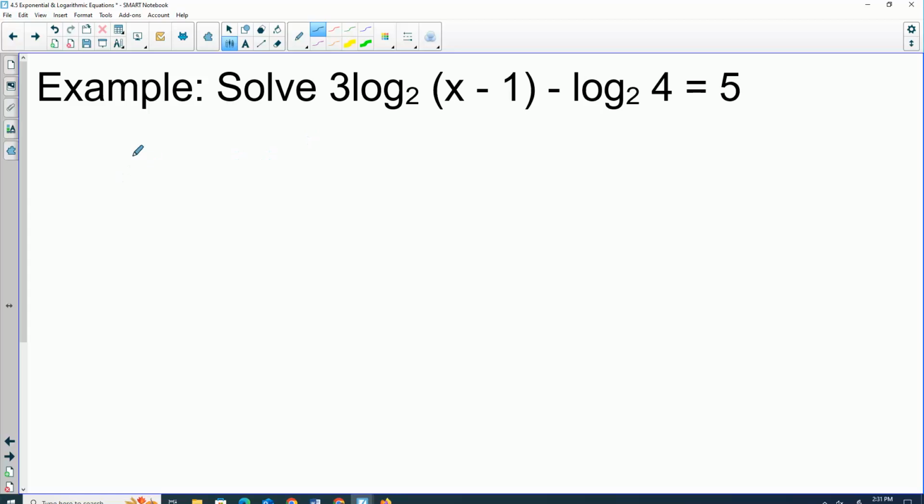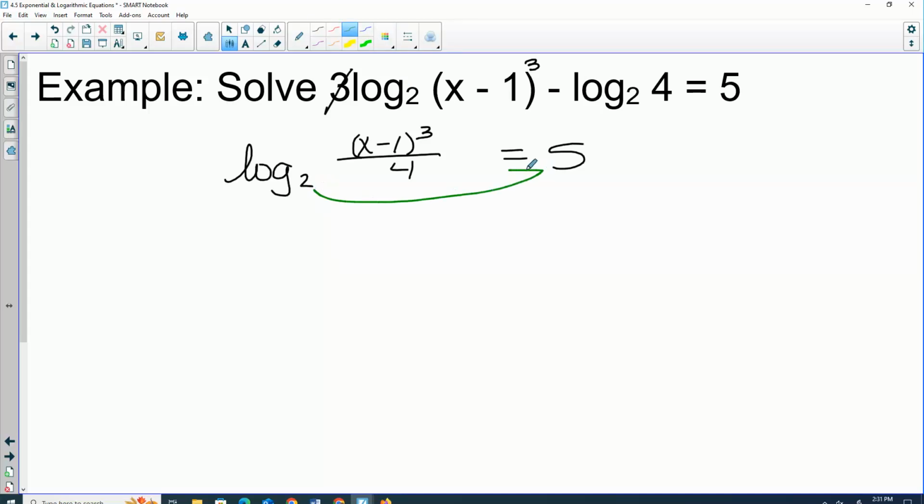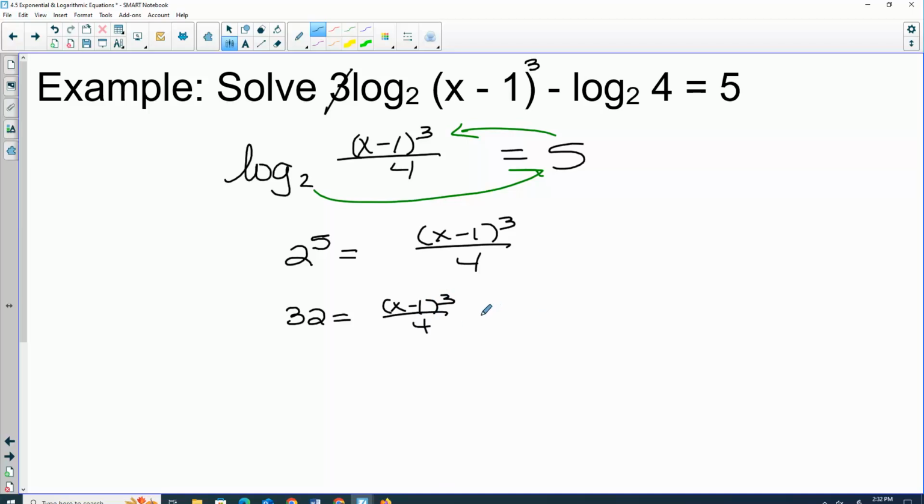All right, what would I do with the 3? Now, if 2 logs are divided, how do we put them together? Or sorry, 2 logs are subtracted, how do we put them together? Oh, good job, guys. Okay, it's only a log on one side, so what do we have to do? The 5th power is x minus 1 cubed over 4. Okay, 2 to the 5th, that's 32. So now what? So I get 128 equals x minus 1 cubed.